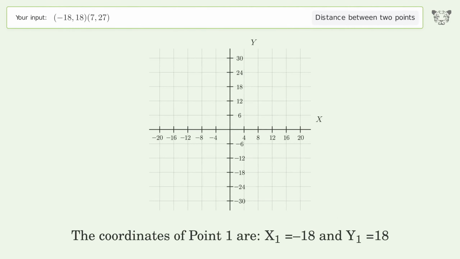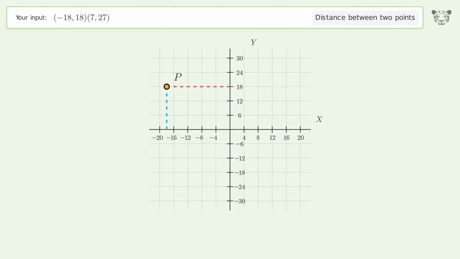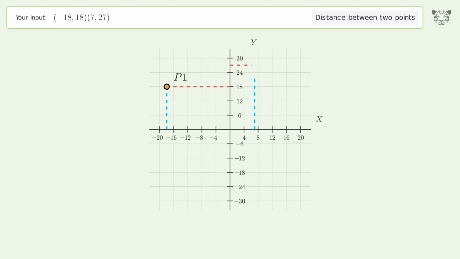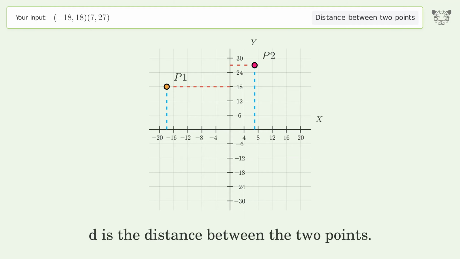The coordinates of point 1 are x1 equals -18 and y1 equals 18. The coordinates of point 2 are x2 equals 7 and y2 equals 27. D is the distance between the 2 points.